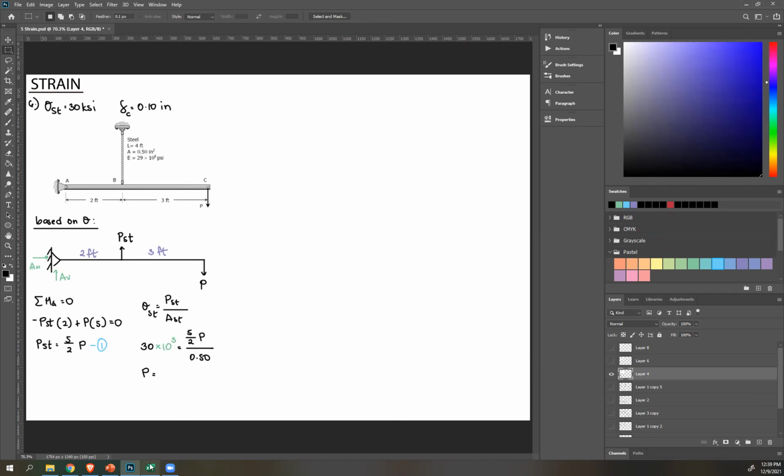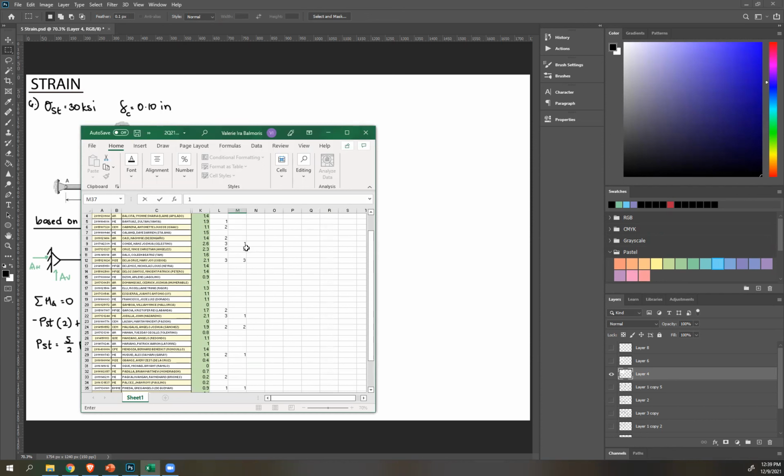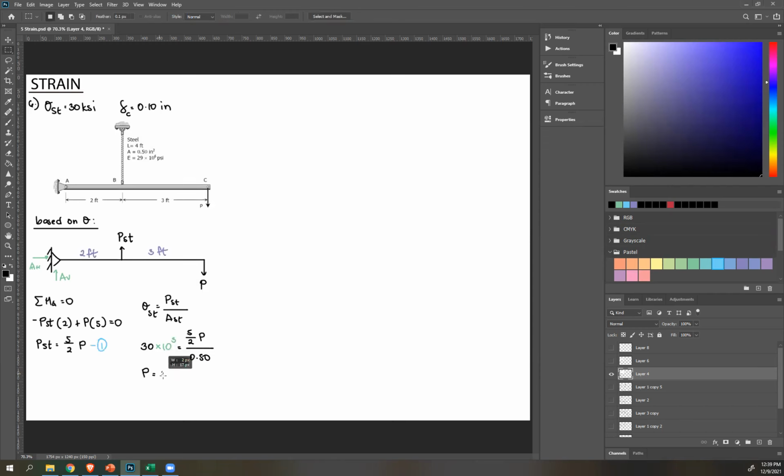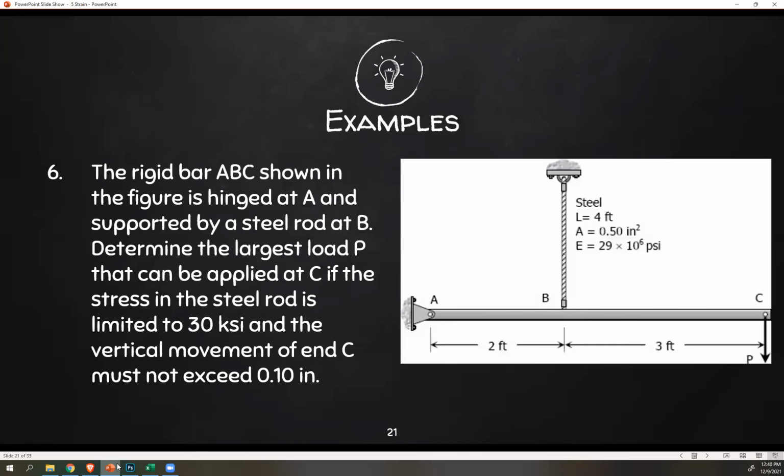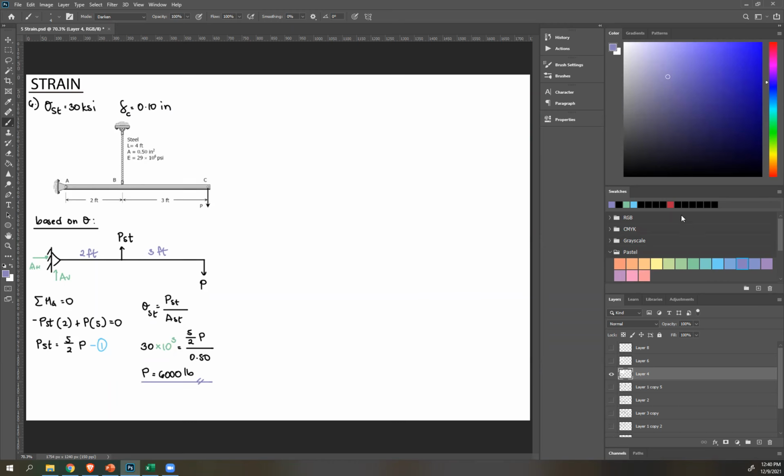Okay, correct, Antoinette. 6,000. The answer is 6,000. So this is the maximum load it can carry, only considering stress. So once again, that's not our final answer yet. That's just a possible answer. The question is largest load P. So now we have to check for deformation. So now let's have this based on deformation.